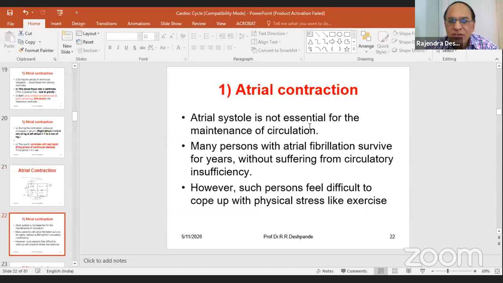Atrial systole is not essential for the maintenance of circulation. I have already told you, it is just filling. Many persons with atrial fibrillation survive for many years without suffering from circulatory insufficiency. However, such a person finds it difficult to cope with physical stress like exercise. Try to understand, for our physiology, for maintenance of blood to the whole body, ventricles are more important. Remember this sentence, okay? Next.